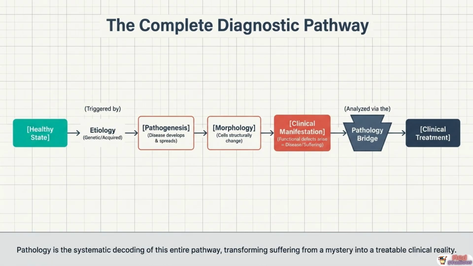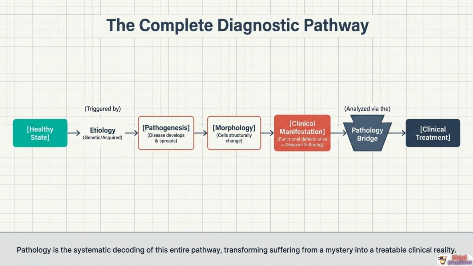We now arrive at the synthesis, the complete diagnostic pathway that integrates everything we have studied in this lesson into one unified, linear model of disease comprehension. The pathway begins with the healthy state, an organism in complete physical, mental, social, and emotional equilibrium. An etiological trigger, genetic or acquired, disrupts this equilibrium, setting pathogenesis in motion.